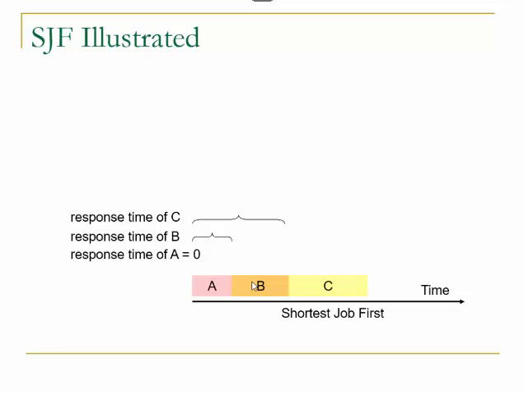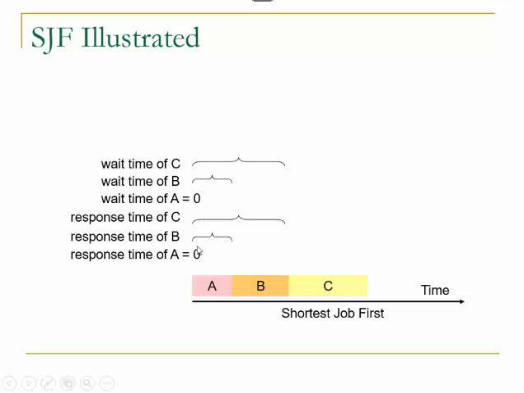SJF illustration: response time of A is 0, response time of B is, suppose, 2 units of time, response time of C, suppose, 5 units of time. Here you can see waiting time. A is shorter than B, B is shorter than C, C is largest, so the largest job is executed thereafter. So here the response time is minimized, and waiting time for these small processes also gets minimized. This is the advantage of shortest job scheduling.